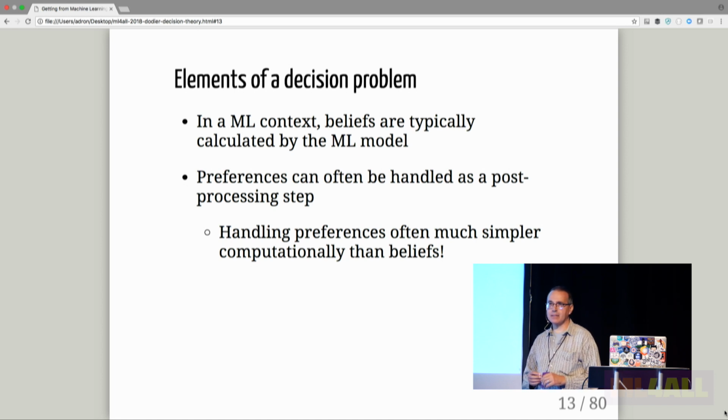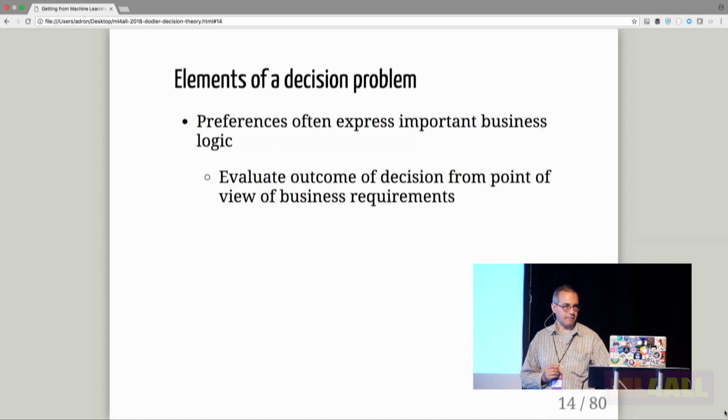And the preferences can often be handled by what amounts to a simpler post-processing step on the machine learning outputs. So it's not always the case, but in many cases, it's after having gone through a very complicated machine learning model, multiple layers, neural networks, different kinds of models. In comparison, taking the preferences into account is computationally much simpler. And I'll go through an example of that, which is very simple, but also illustrates the essential features of the calculation.